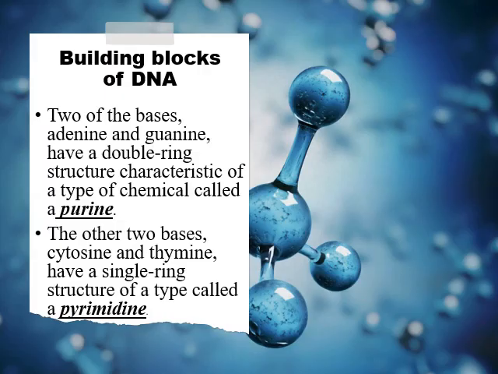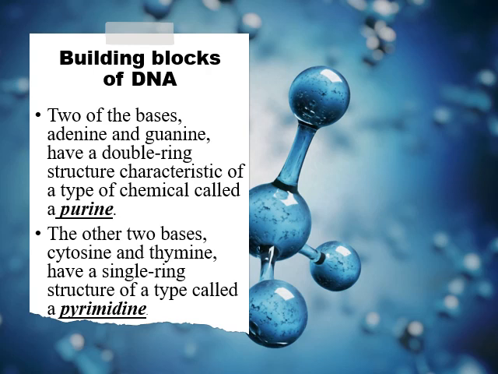The DNA has three types of chemical components. It has a phosphate, it has a sugar that is called deoxyribose, and four nitrogenous bases. These bases are adenine, guanine, cytosine, and thymine.